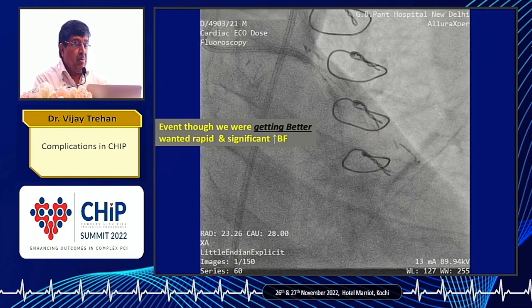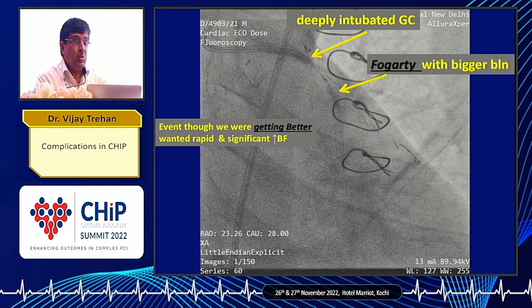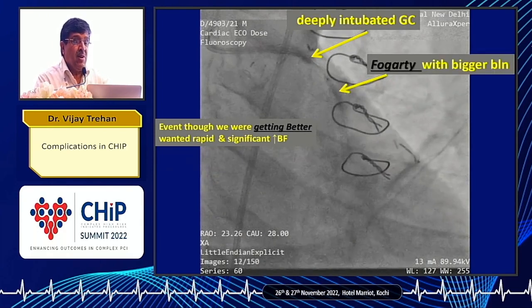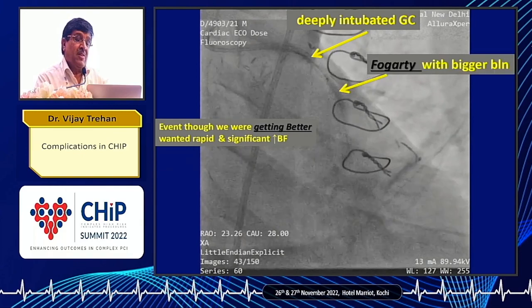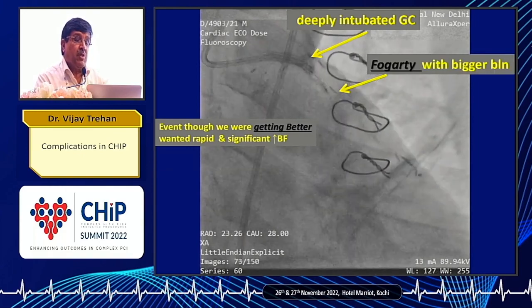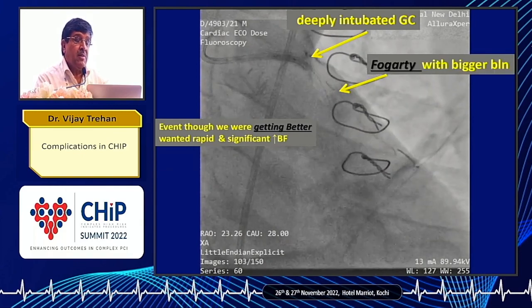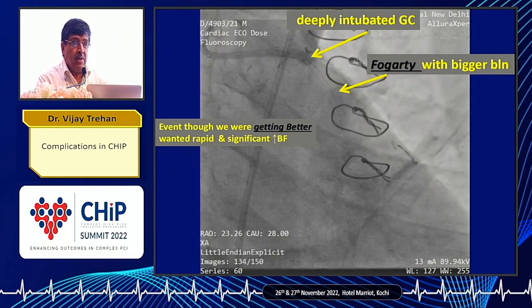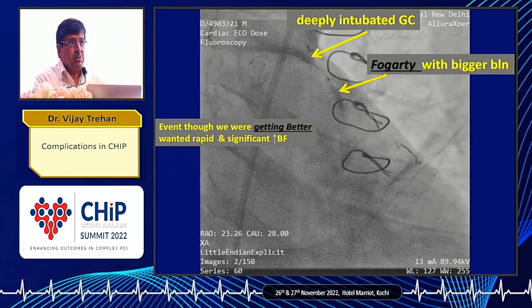Things were getting better, but I wanted them to quickly and significantly improve. That was not happening. So I deeply intubated the guiding catheter, this time took a bigger balloon and did a lot of thrombosuction with the help of reverse Fogarty. This balloon is getting pulled back into the guiding catheter. Now I was able to aspirate much more than what I was initially.